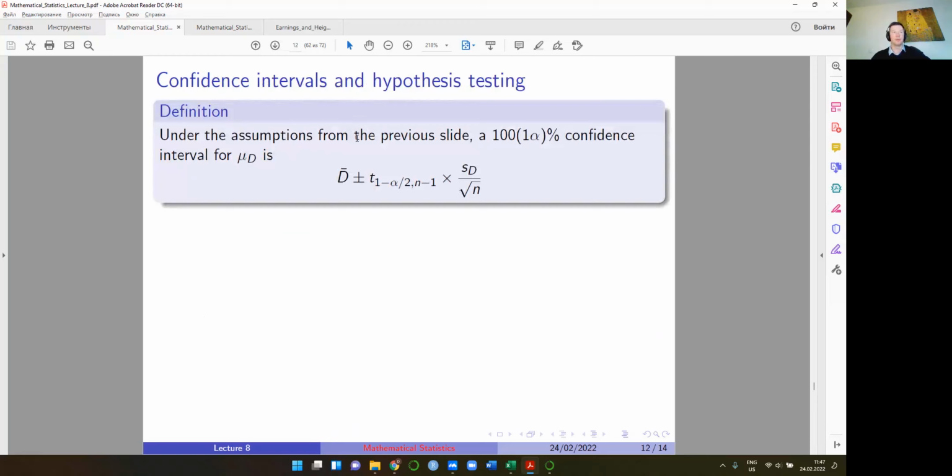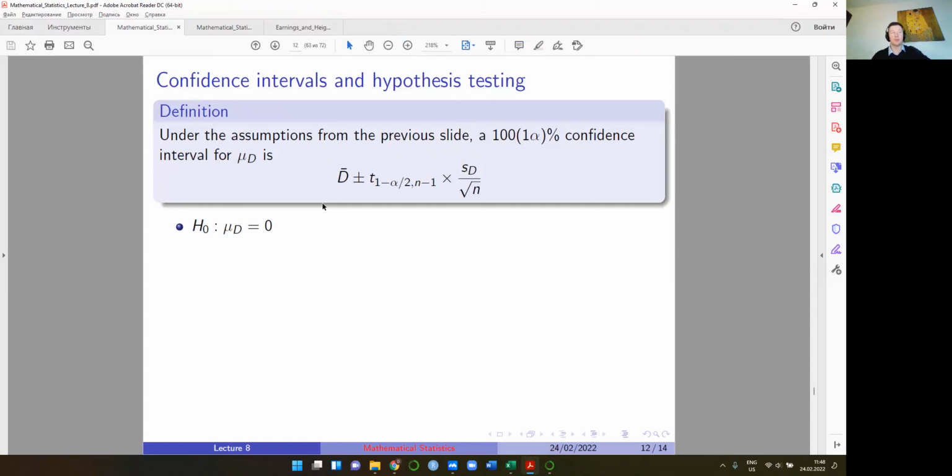And then look, under the assumptions from the previous slide that we have stated, there is a confidence interval for mu d, sorry. We need to calculate the sample average of d, d bar. Very simple, very easy. You just have n differences, you calculate the sample average of them, and then you do the familiar thing. So this is similar to the confidence interval for the population mean. But instead of x, you have the difference. You have another variable, d.